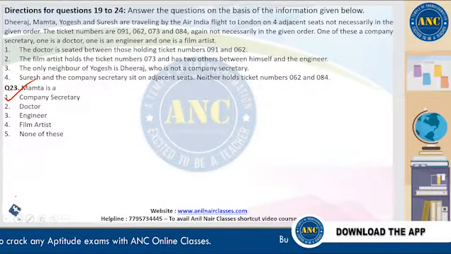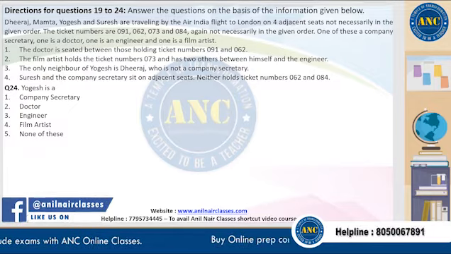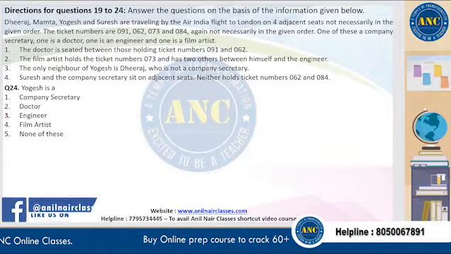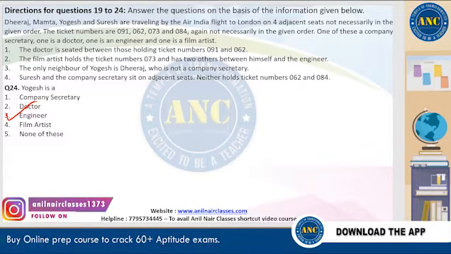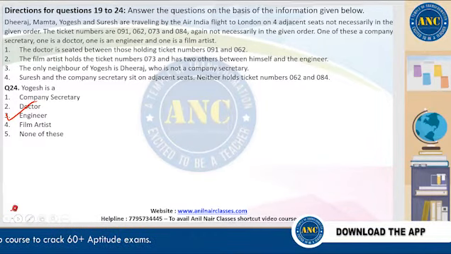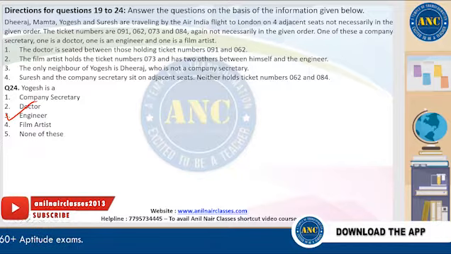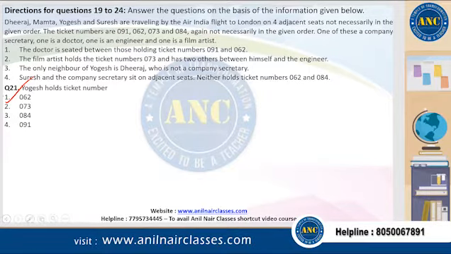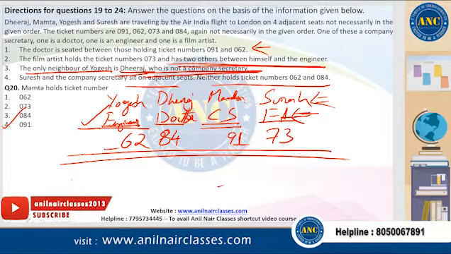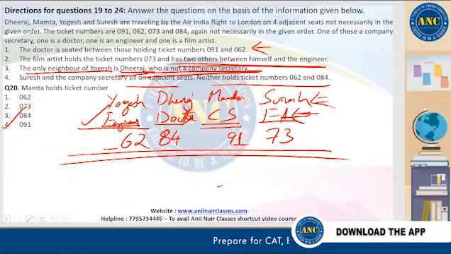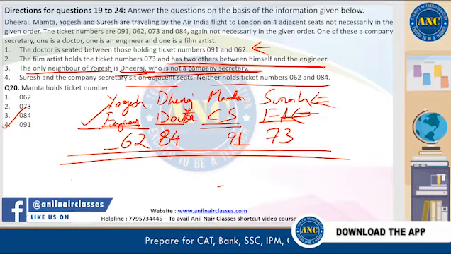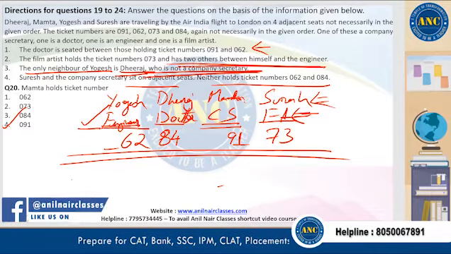And the last question here was Yogesh. Okay, Yogesh is an engineer, right? Only neighbor of Yogesh is Dheeraj. So Yogesh is an engineer. Engineer is sitting beside the doctor, right? So that's a pretty simple caselet, a very easy data arrangement question, but with seating arrangement involved.